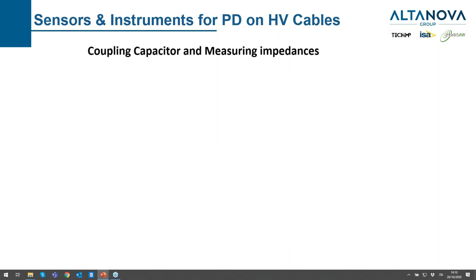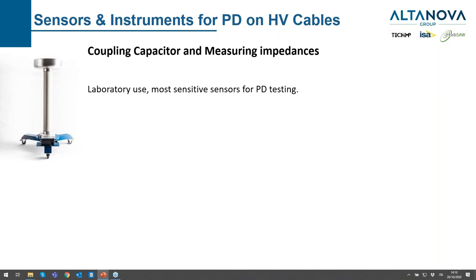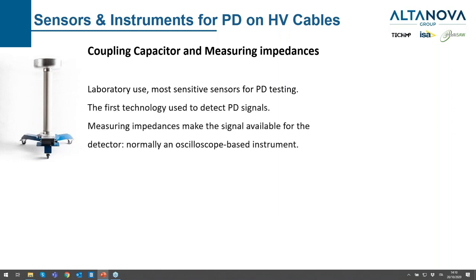Let's start with the coupling capacitor and measuring impedance. The coupling capacitors are mostly used in the laboratory. Those are the most sensitive sensors for partial discharge, and it's the first and most used technology in order to detect a partial discharge signal. The measuring impedance on the bottom of the coupling capacitor makes the signal available for the detector, that is normally an oscilloscope-based instrument.